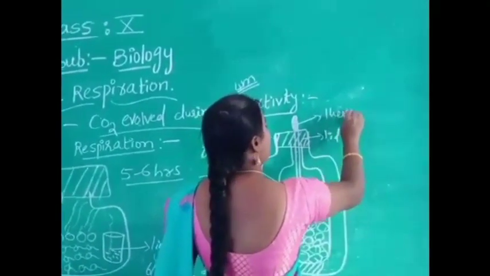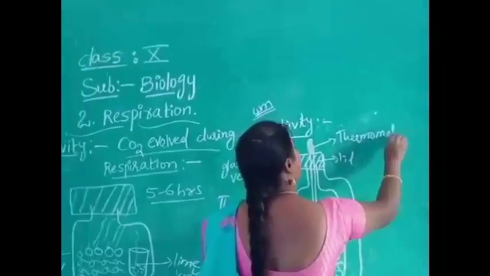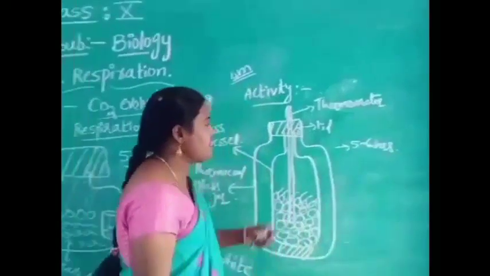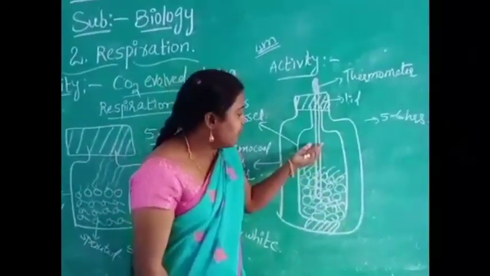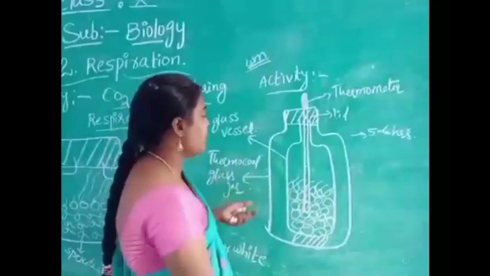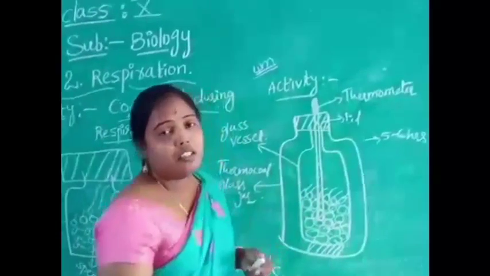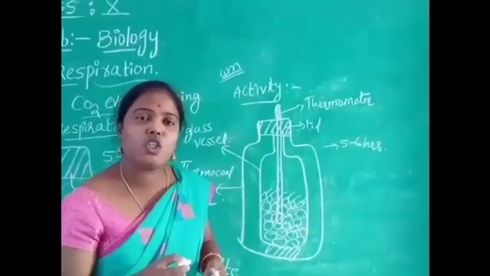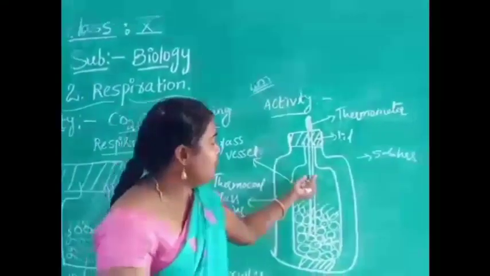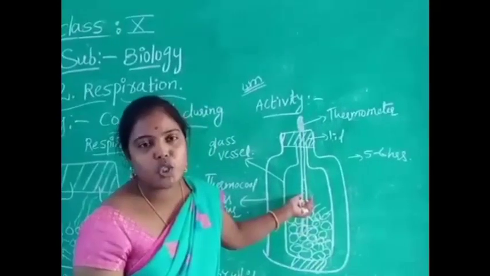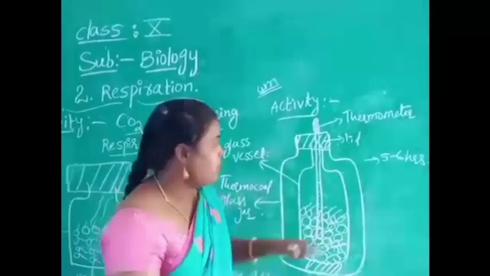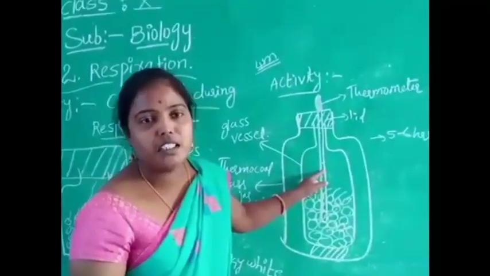Okay, so now wait for 5 to 6 hours. After 6 hours, once you observe the reading in thermometer. Otherwise, for every half an hour you record the temperature in the thermometer. So what happens when we are keeping thermometer? The temperature is 0 first. Okay, as the time is increasing, the temperature also increases in the thermometer.